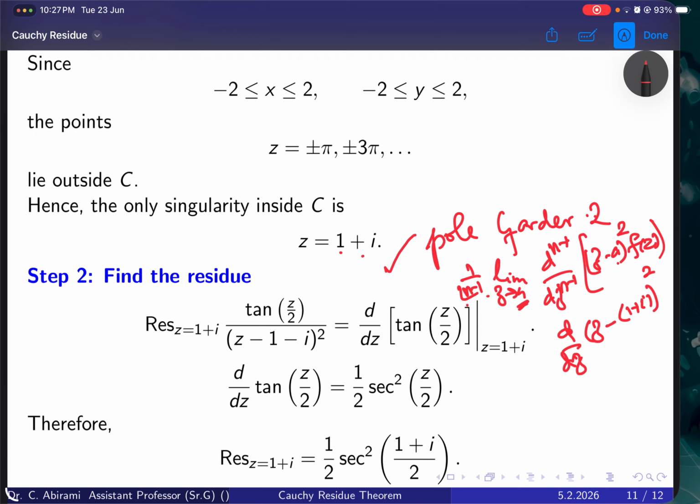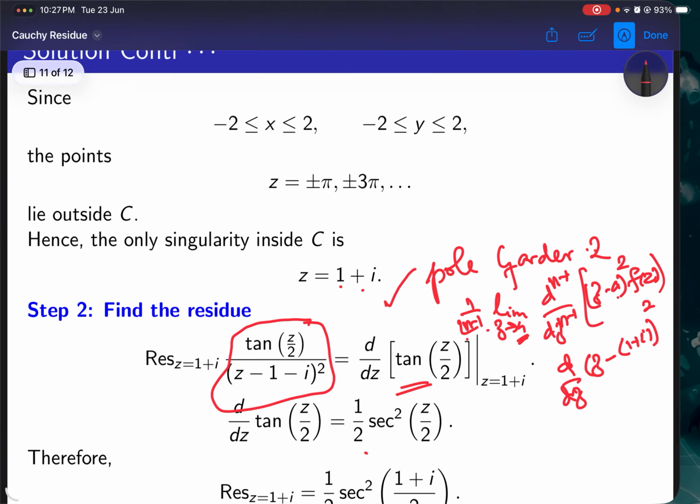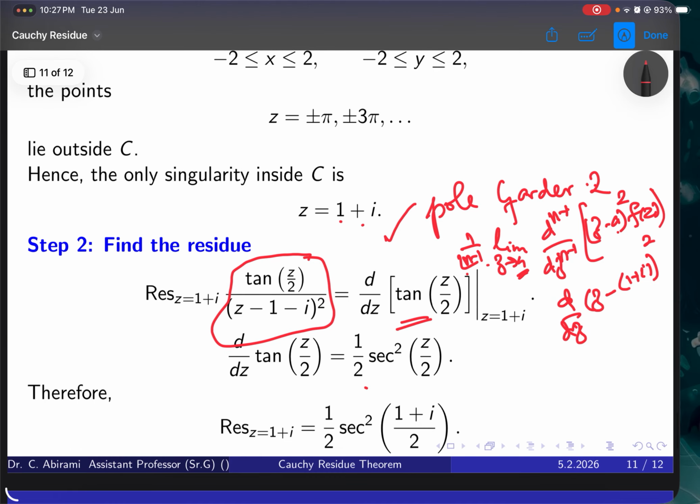What is your f(z)? This is your f(z). Tan(z/2) divided by, so this and this get cancelled, only tan(z/2). Now the differential of tan z is secant squared, with respect to z, it gives 1 by 2. Now you can apply z tends to 1 plus i. So you will get 1 by 2 secant squared of (1 plus i) divided by 2.